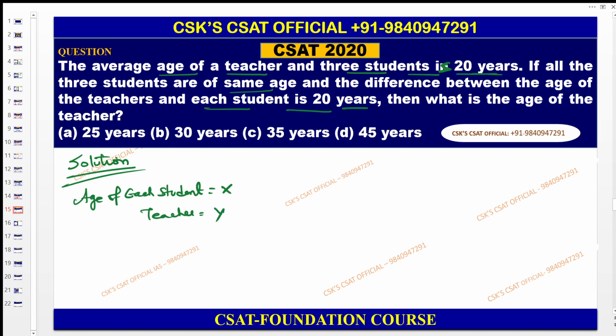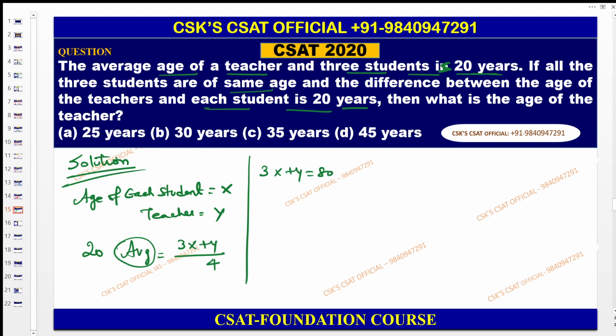Now the question provided here is the average age of the teacher plus 3 students. So therefore 3x plus y. So total how many people are there? 4 people are there. That average has been provided here as 20. I am replacing it. Cross multiply. Then 3x plus y is equal to 80. Keep this as equation number 1.